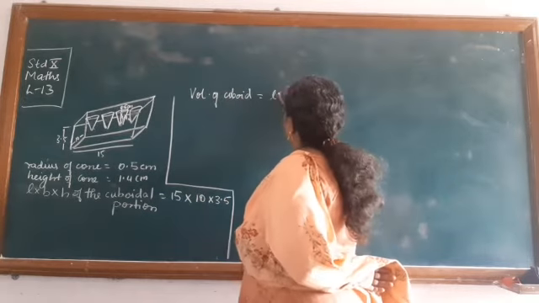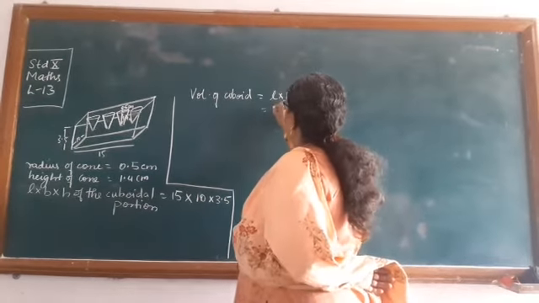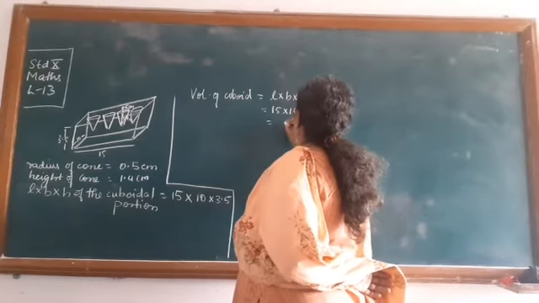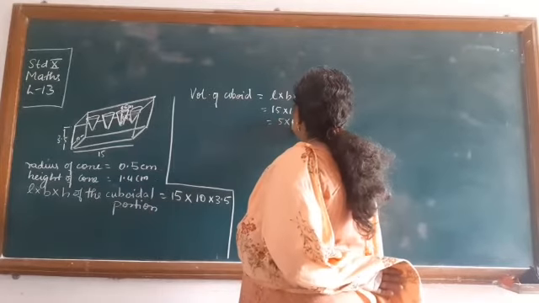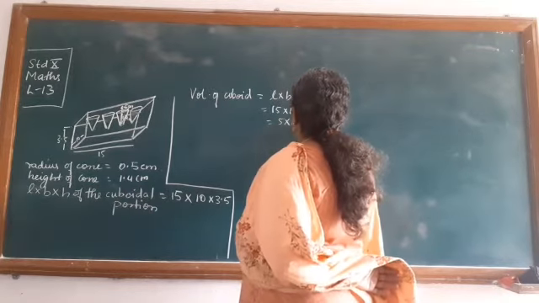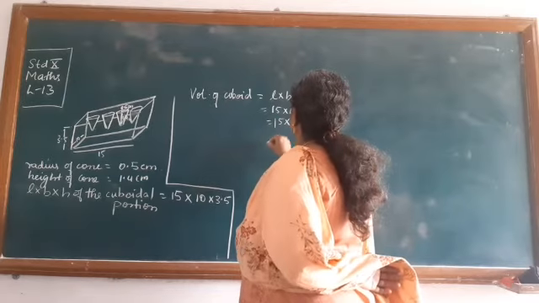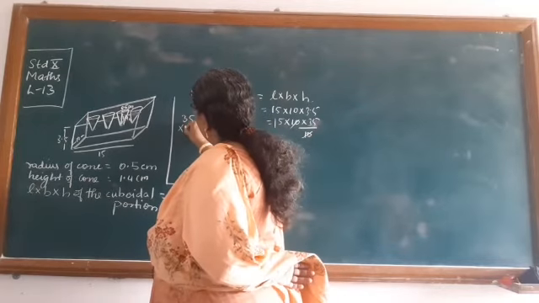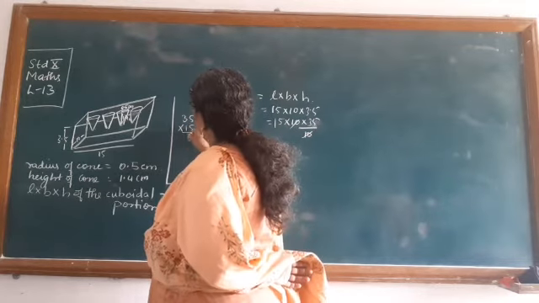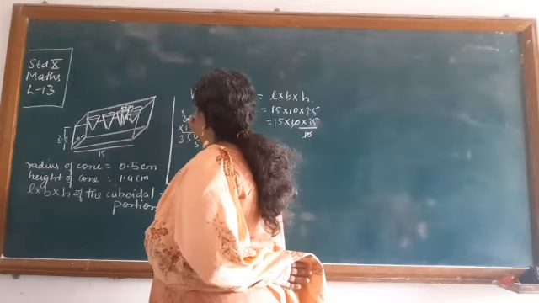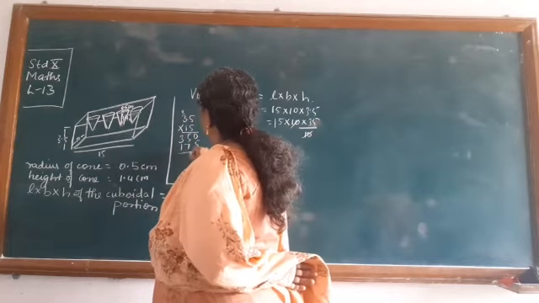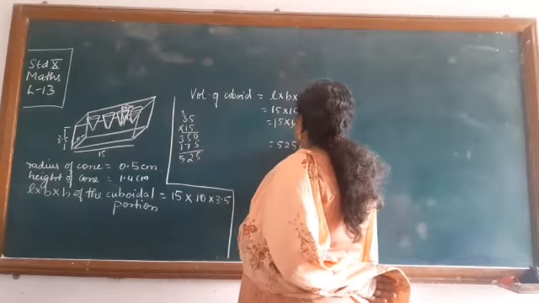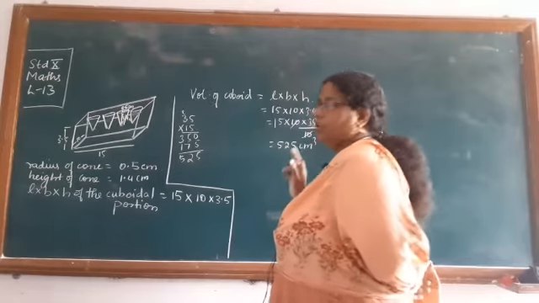it will be equal to L into B into H, which is 15 into 10 into 3.5, that is 15 into 35 after cancelling. So what is 15 into 35? 35 into 15, 5 5s are 25, 5 3s are 15, 16, 17. So you get 525 centimeter cube. That is the volume of the cuboid.